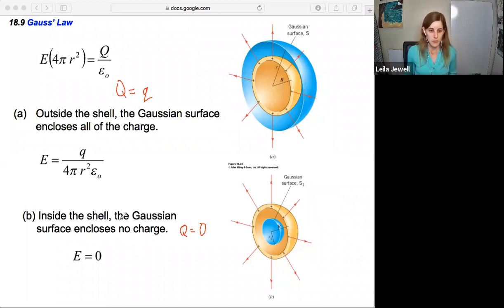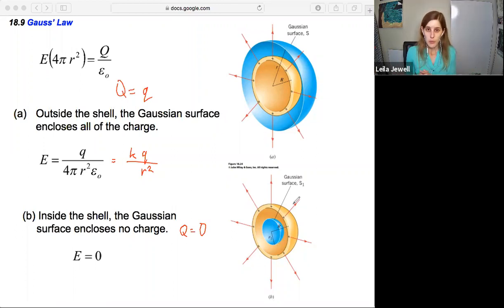What does this mean? Well, if we look at this, we could rewrite this as kq over r squared. We've basically re-derived the electric field of a point charge. So if you are outside a thin spherical shell, it just looks like a point charge. If you're inside a thin spherical shell, it looks like you're inside a conductor. There's no electric field there. So this is one example of how we can use Gauss's law to derive results for the electric field.